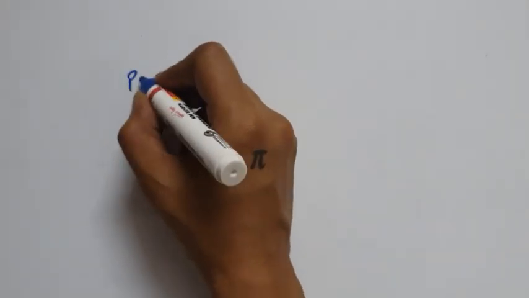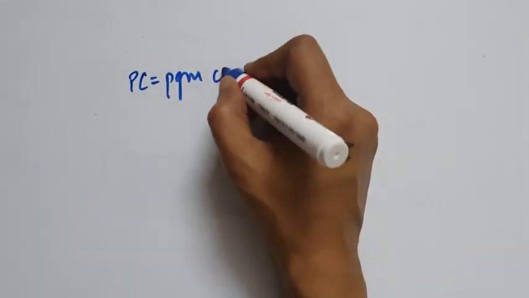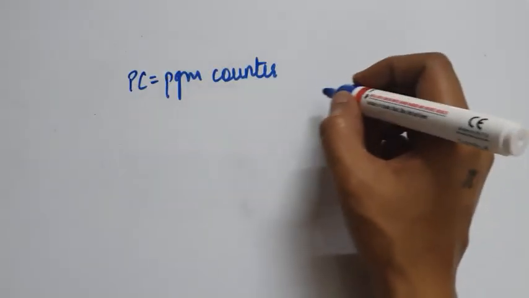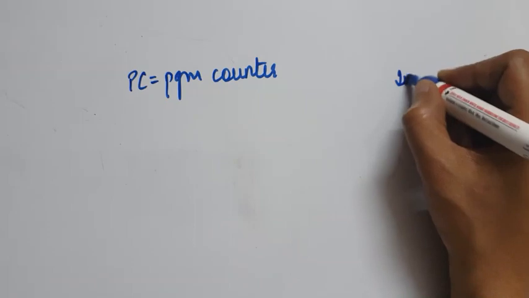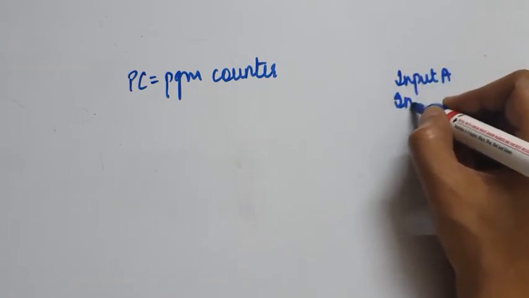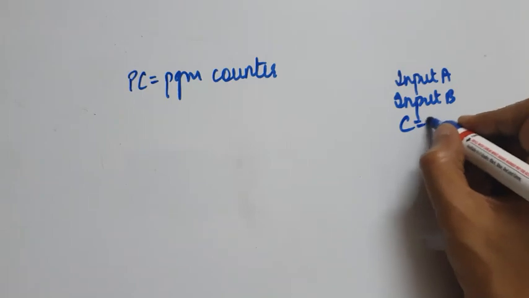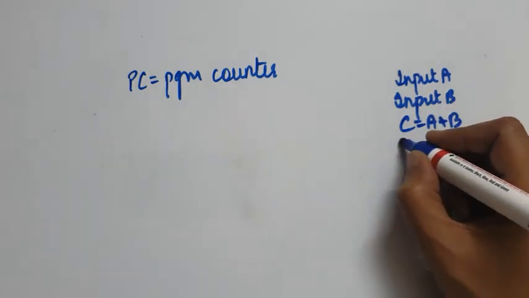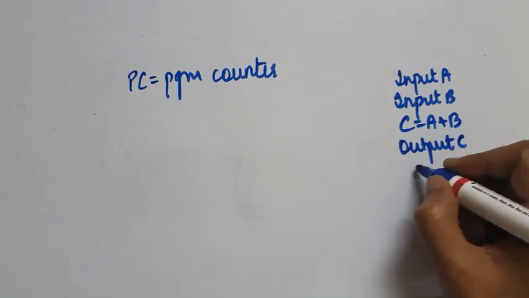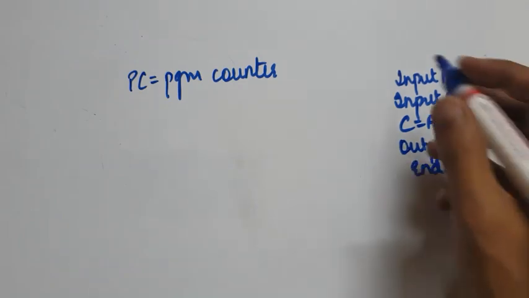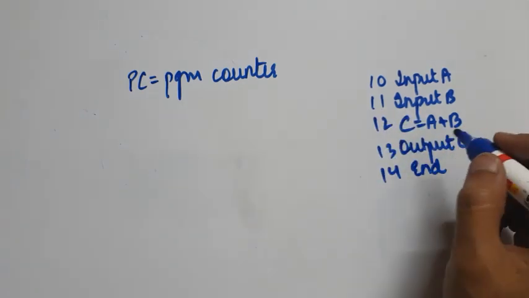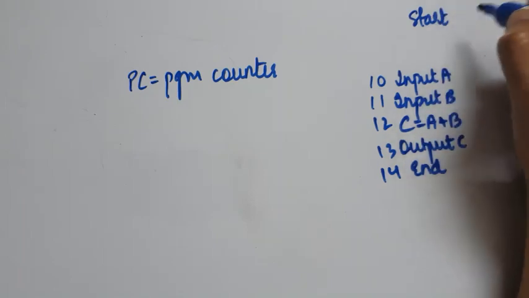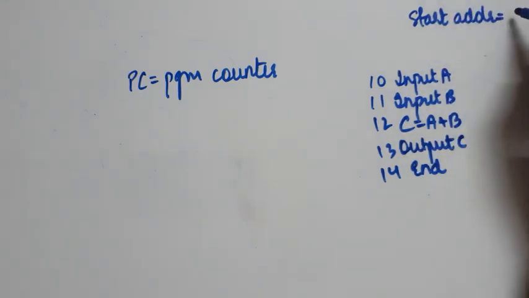So now let us understand what PC is. PC is program counter. Let us suppose that our program is: input A, input B, C equals A plus B, output C, and end. It is written on 10, 11, 12, 13 and 14. So now the start address of this program is 10.